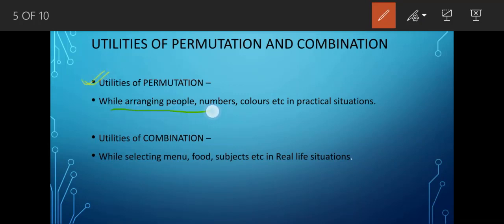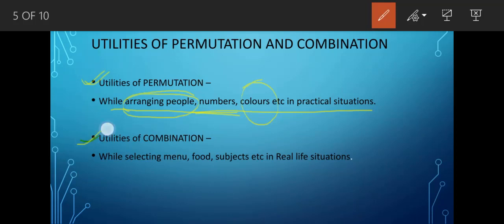What utilities do we find here? Permutation is used for arranging people. There is a word arrangement. So, where there is arrangement, there is permutation. After that, arrangement of numbers. Here also we of course have to use the concept of permutation. Then arrangement of colors. There also permutation is required. In the practical situations where we have to arrange things, we have to use the concept of permutation.